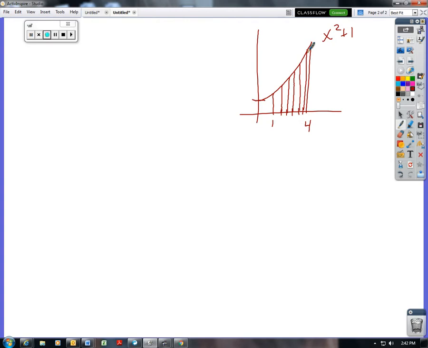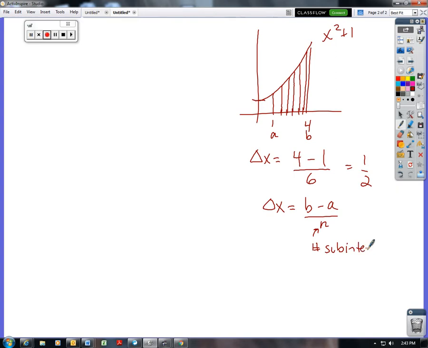So the widths. Well, you could figure the width out just by common sense, but there is a little formula that you can use. Delta x is the width. It's going to be the upper bound of 4 minus the lower bound of 1 divided by how many subintervals you have, which in this case are 6. So 4 minus 1 is 3, over 6, so 1/2. That formula is written delta x equals b minus a over n, because you go from a to b, and n is the number of subintervals. That little formula will come in handy later, so that's why I'm telling you about it now.